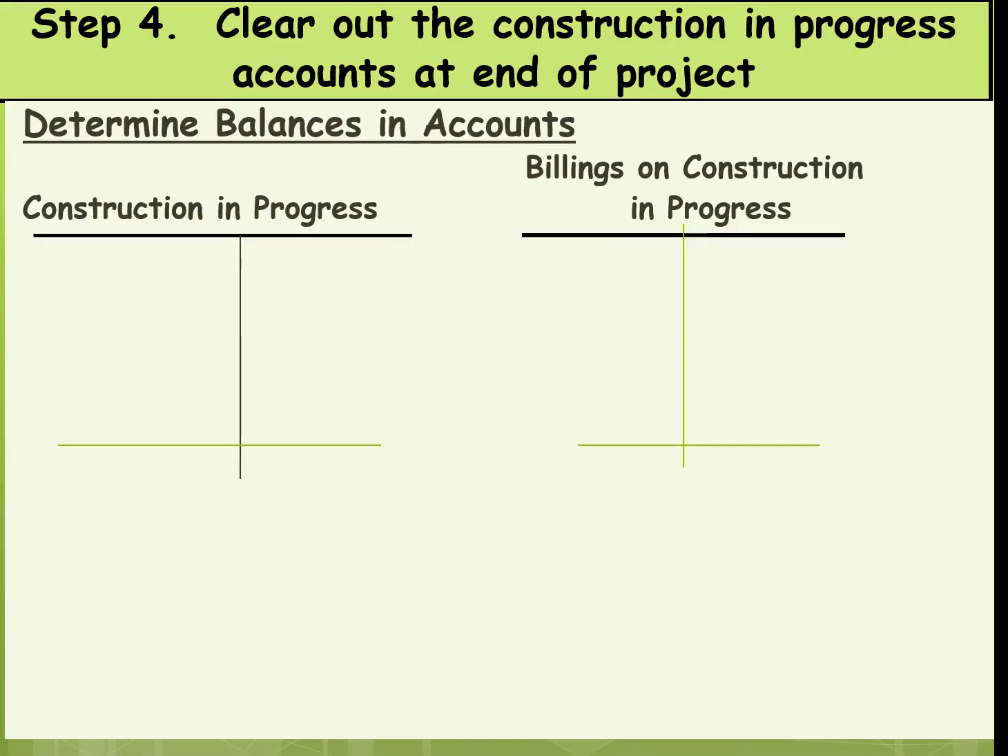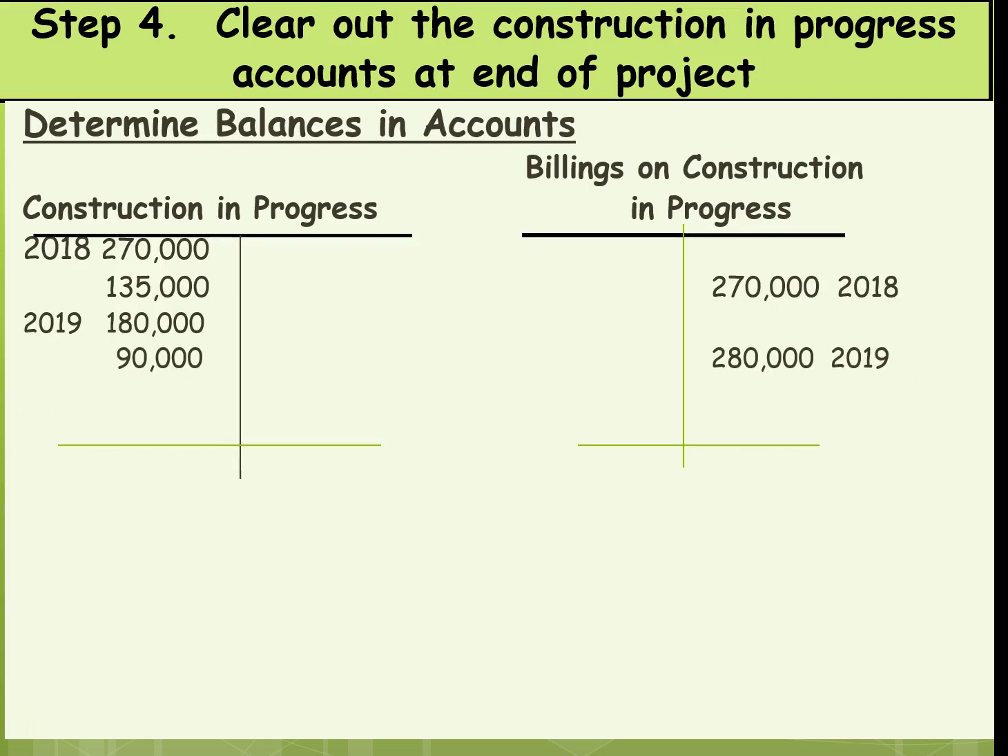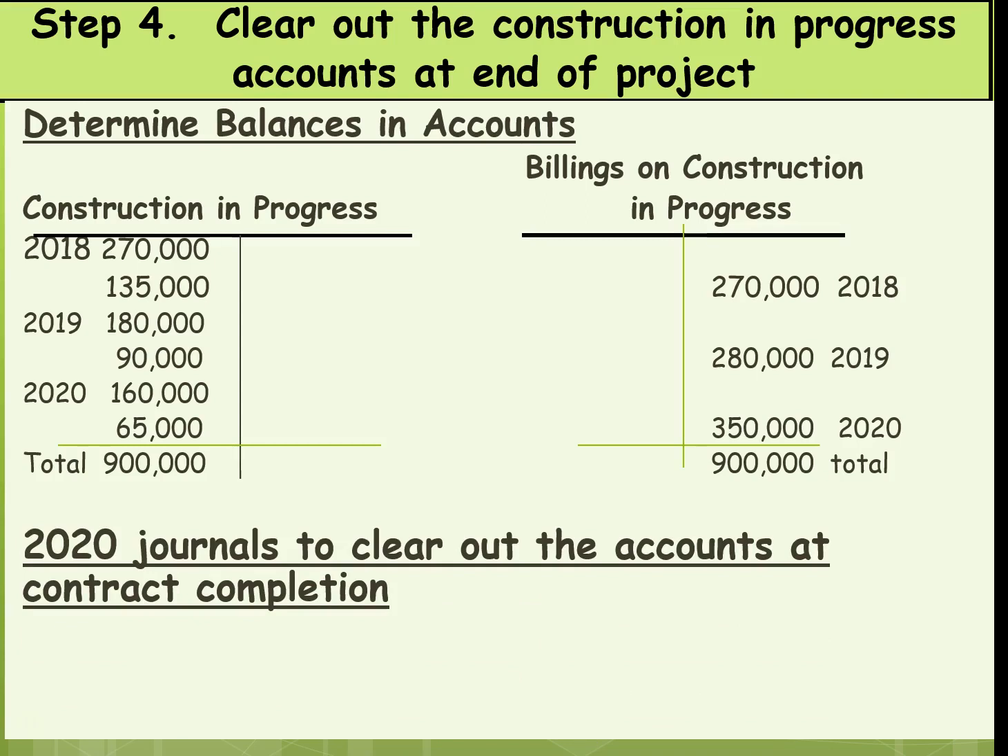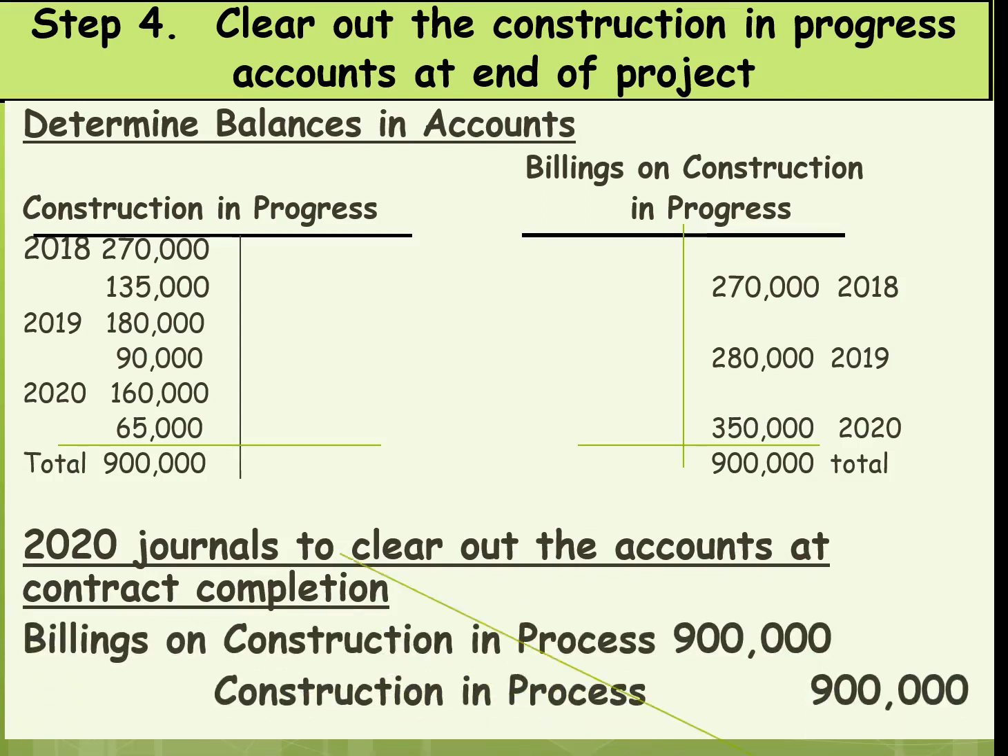Now, let's look at the T account so you can see how this works. So this is what it would look like in 2018. There's 2019. There's 2020. And if you notice, at the end they both equal $900,000 at the end of the contract. And then after the contract is complete, we're going to zero those accounts out.